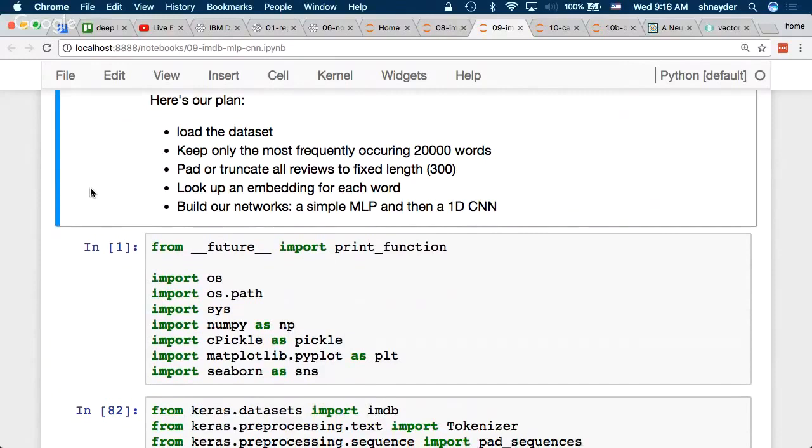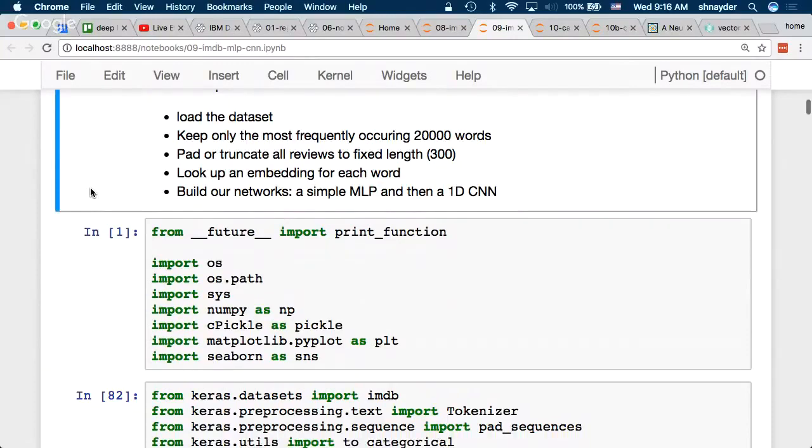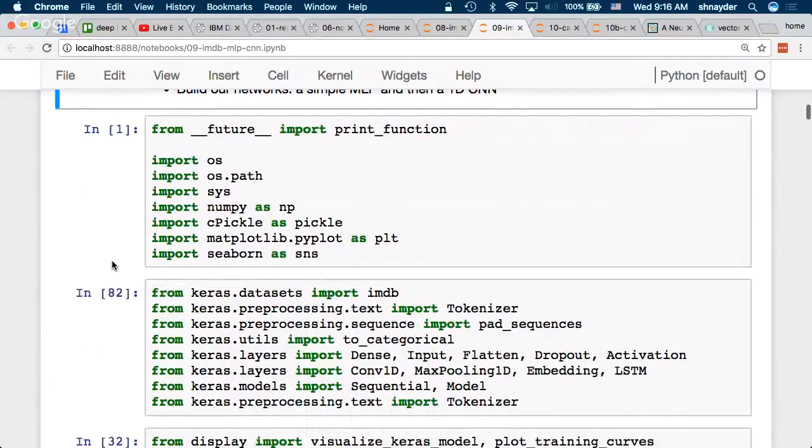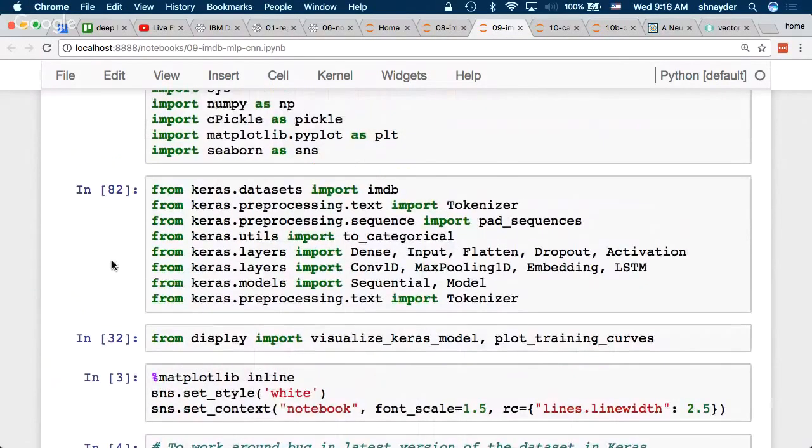Load the data set again, get rid of really rare words, because it's going to be hard to learn anything about words that only appear a few times. Pad to fixed length, replace each word with an embedding, and then build our networks. So yeah, Keras is great and has a bunch of useful things for text processing as well, right? So you can go get things that will tokenize. There's a function to do this padding for us. We have a bunch of things we already know. Now we're going to have one-dimensional convolution and max pooling.